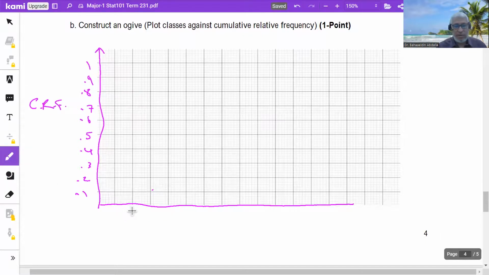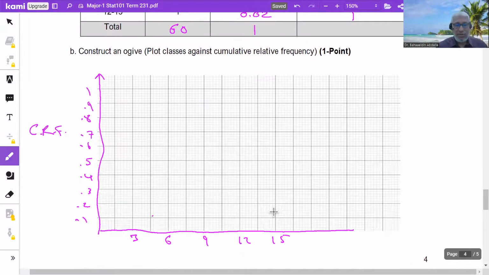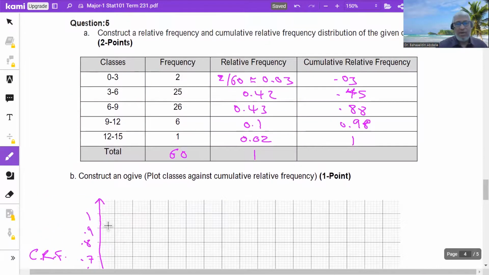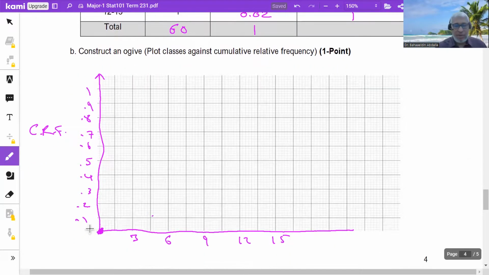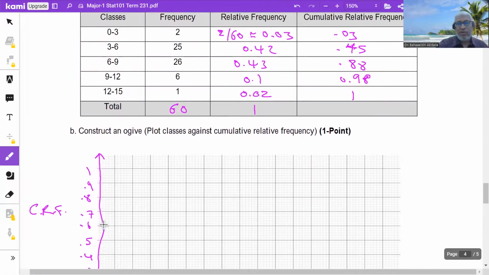So I can use 3 here, 6 here, 9 here, 12 here, and 15 here. That's okay. So at 0, you always start from 0. At 3, you put 0.03. So 0.03 is less than 0.1, it's somewhere here. Okay, so you connect these 2 points.